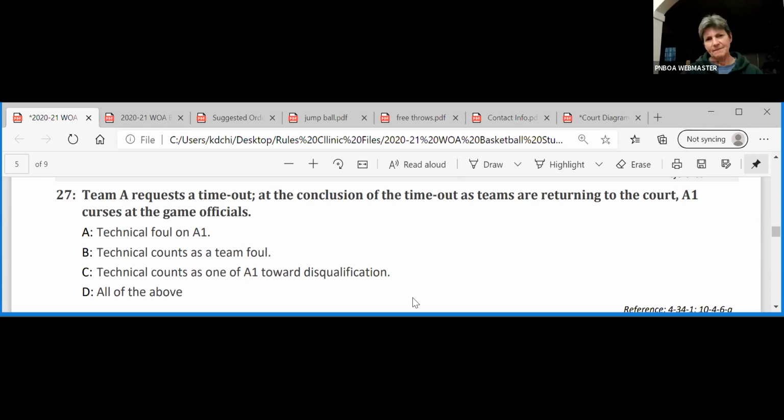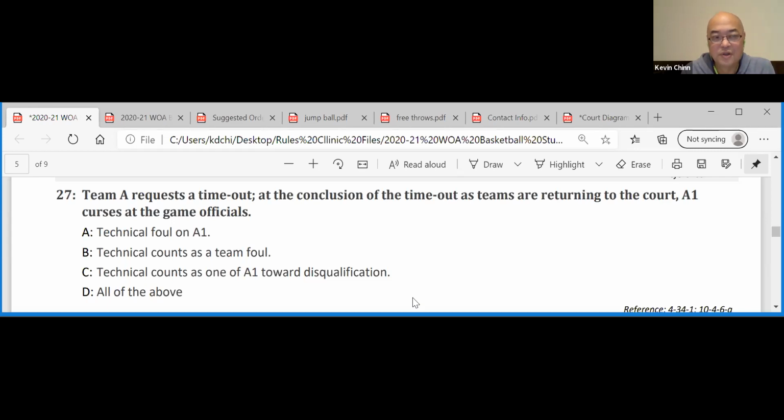Who wants to help? I think it's all of the above. It's technical. Yeah, I had all of the above. And it counts as a team foul, and it counts towards A1's personal fouls. Okay, so first of all, the correct answer is D. It's all the above. So why isn't he bench personnel?